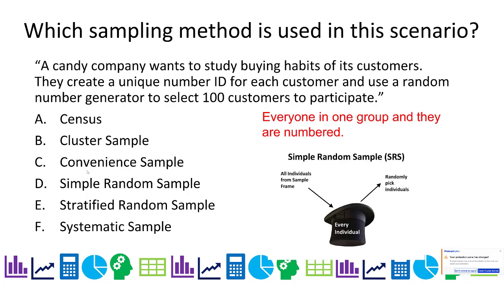All right, so you have everyone numbered all together, you throw all the names in the hat or all the numbers in a hat, and you randomly pick your individuals. So that is a simple random sample.